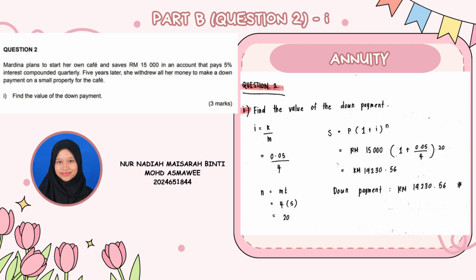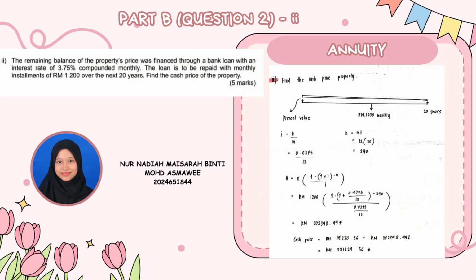Question number 2. Mardina plans to start her own cafe and saves 15,000 in an account that pays 5% interest compounded quarterly. 5 years later, she withdrew all her money to make a down payment on a small property for the cafe. So, for the first question, find the value of the down payment. For this question, we need to use the future value formula. Enter the numbers in the formula, so we got RM19,230.56 for the down payment.